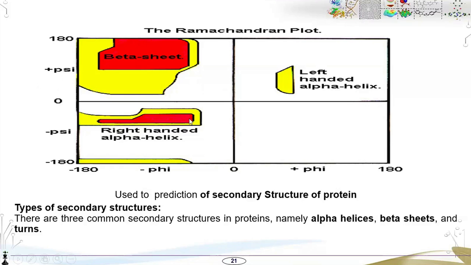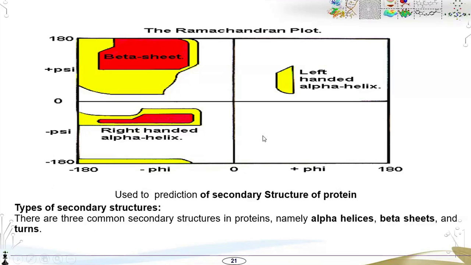I think they won't ask how to determine it. They will ask what the Ramachandran plot x-axis is. You can say phi. Again, phi will be plus phi and minus phi. Then psi is the y-axis, which can be plus psi and minus psi. So that is a clear-cut idea about the axes and the coordinates in the Ramachandran plot.